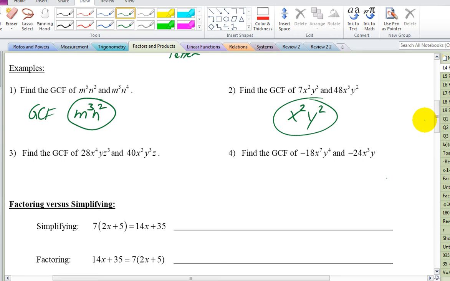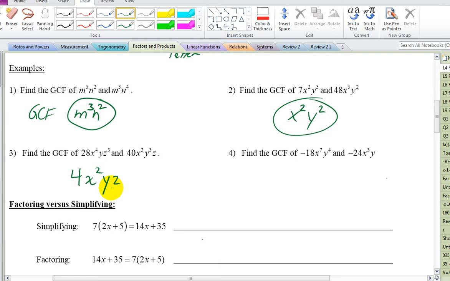Go. GCF for the numbers. 2. Is there another one higher than 2? 4. You can take out 4 of both of them. What about the x? What's the lowest exponent? Squared. What about the y? Is there a y in both of them? Yep. What's the lowest y exponent? 1. Okay. What about the z? Z exponent 1. All right.